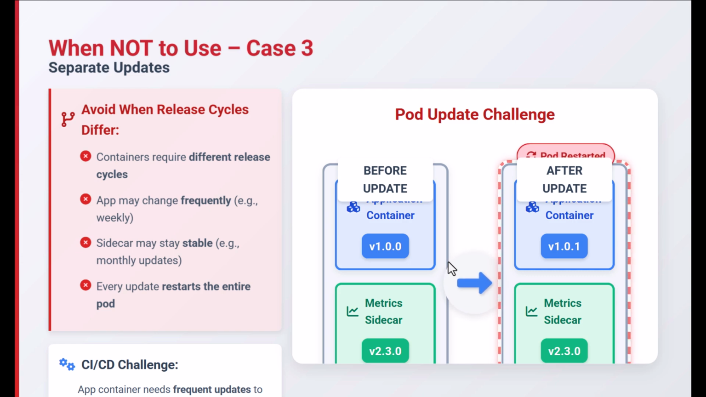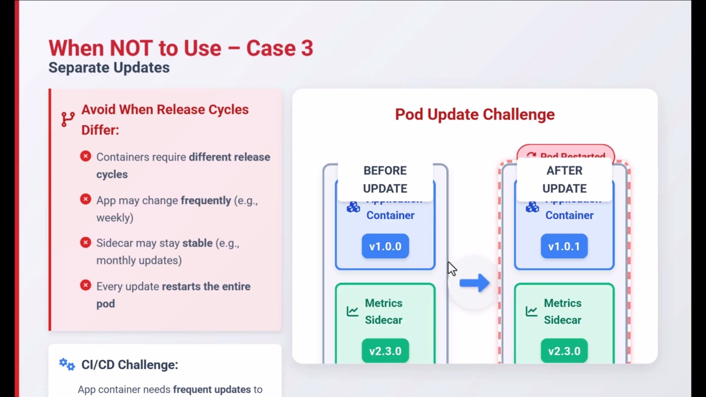Now here is the problem. Every time you update any container, the entire pod is restarted. Even if you are just updating the app version from 1.0.0 to 1.0.1, the sidecar, even though it has not changed, gets restarted too. This causes unnecessary downtime or disruption to a container that does not even need an update. A classic CI/CD challenge. Your app container needs frequent updates, but your sidecar does not. Bundling them into one pod forces you to restart everything, even if only one part changed.